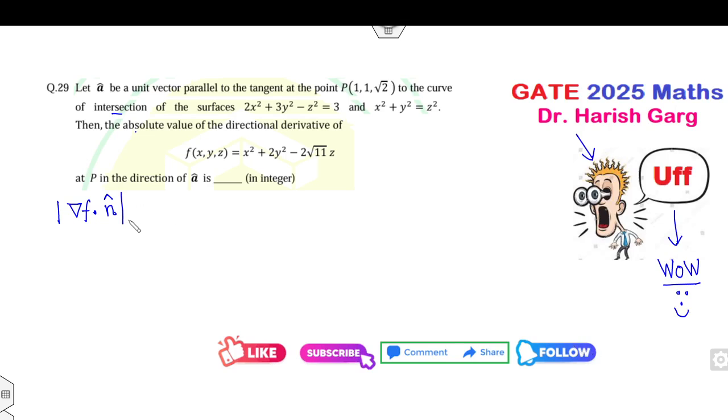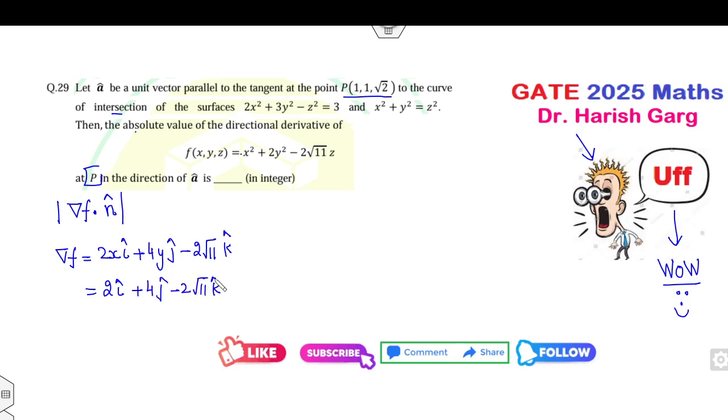How? You can see. So how can you find the gradient of f? f is given to you, so I can write the gradient first. What is the gradient? It's 2x i cap, 4y j cap, minus 2 root 11 k cap. Fine. So at the point P, P is given as (1, 1, root 2). So this value is 2 i cap, 4 j cap, minus 2 root 11 k cap.